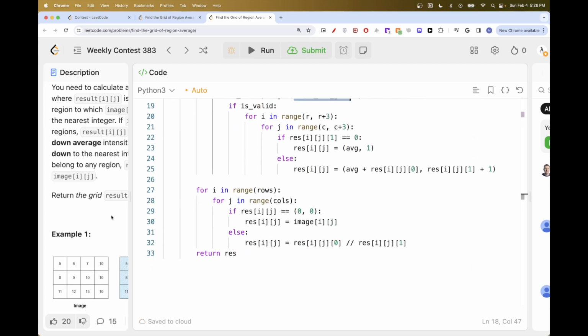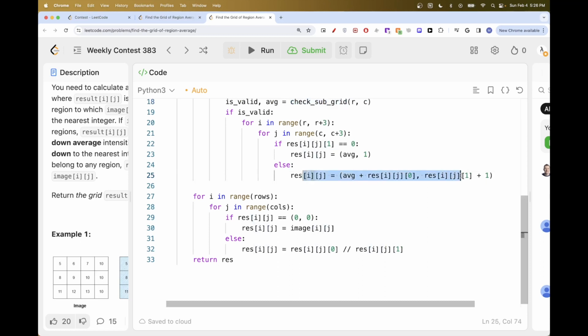But first, also, how do we calculate the result? Once we do this, what we will have at the end is the sum of the averages so far for all of the regions, and then the number of regions. So we just need to divide this by the count of regions to get the average for that specific cell. And that's what we are doing here, right? We just take the sum of the averages so far and then divide it by the count of regions.